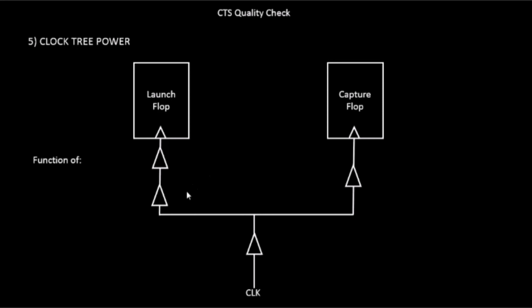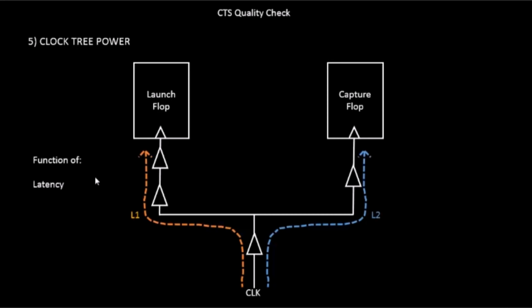So we'll take the same circuit as an example. We have the launch flop, we have the capture flop, and we have a clock pin which is supplying the clock to the launch flop and the capture flop. So over here I have written the clock tree power is a function of, the first point is very clear from the previous quality check parameter, which is the latency. As I said, the number of buffers will reduce the amount of latency, and that eventually will reduce the number of jumps, which will eventually reduce the amount of clock tree power.